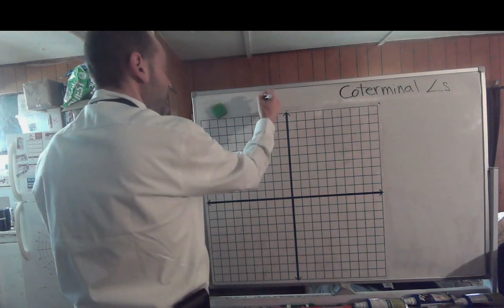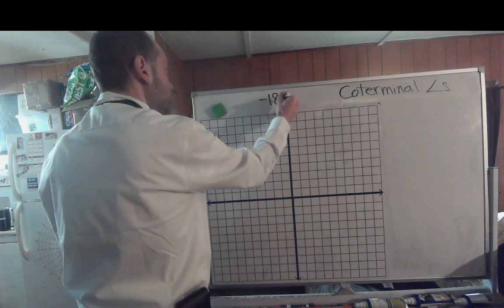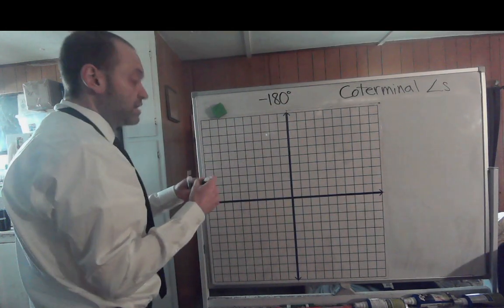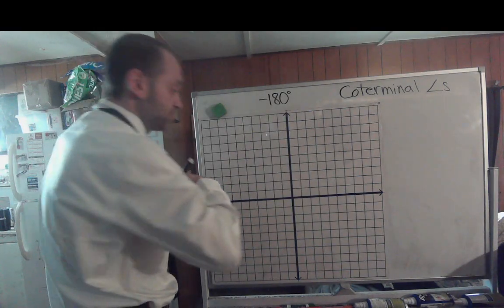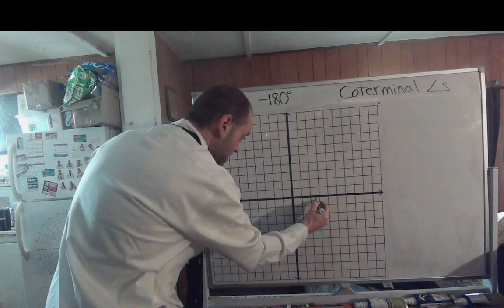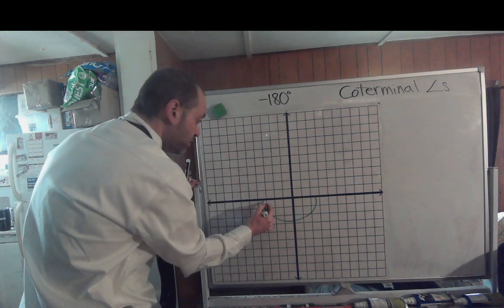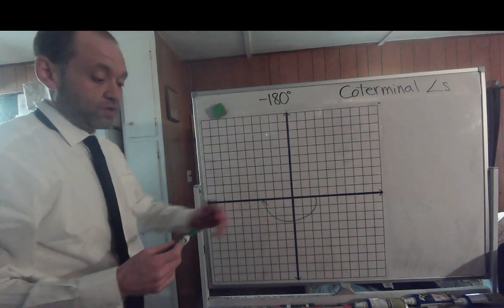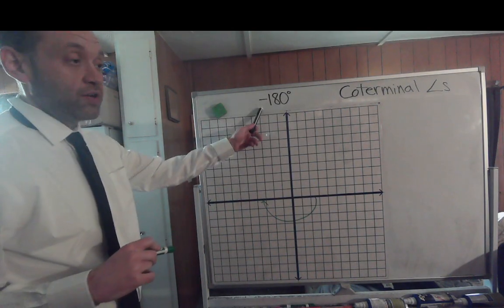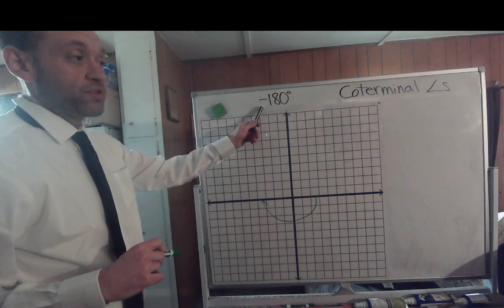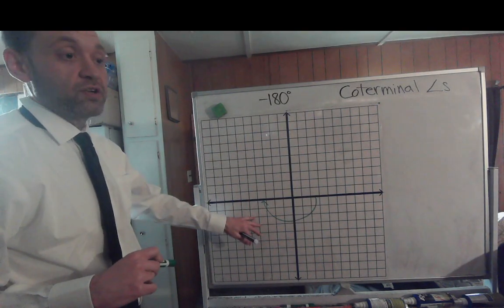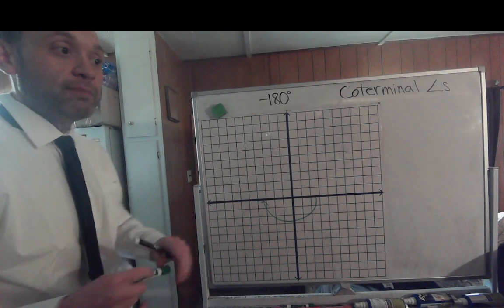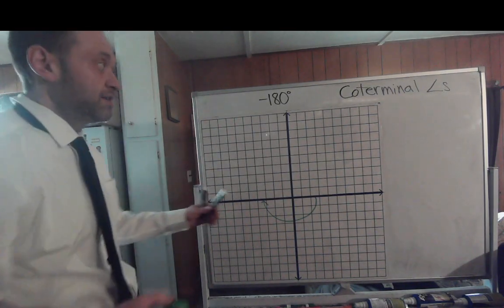Alright, now negative 180 degrees, that's going to be this time going clockwise from the starting position. That would put me all the way over here. There's my negative 180 degrees. If you add this to 360, you would get positive 180 degrees. That's the only time it's the same, whether positive or negative.